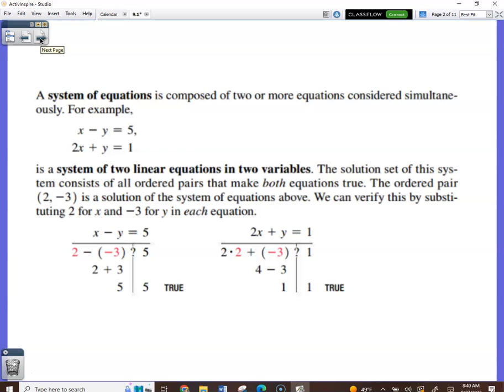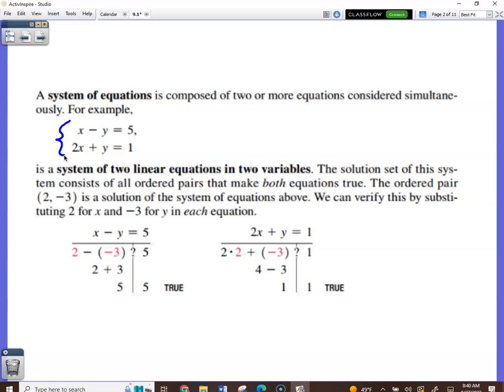First of all, what's a system of equations? It is a collection of two or more equations that you're looking at the same time. So if you look at this example here, this is a system of two equations in two variables, and because the highest exponent is a 1, these are linear.